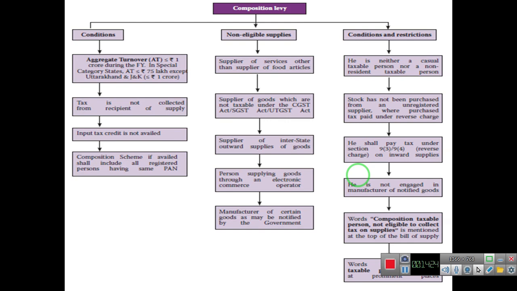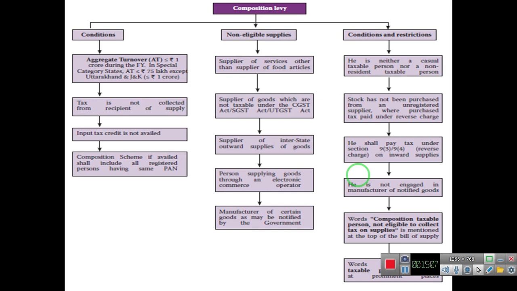Conditions, if we go through this concluding chart: first, aggregate turnover. If the taxpayer's aggregate turnover does not exceed 1.5 crore, or 75 lakhs in case of special category states, he can opt for composition scheme. Tax is not collected from the recipient of supply. Composition dealer will not collect tax from the recipient. Input tax credit can't be availed by the composition dealer, and composition scheme, if availed, shall include all registered persons having the same PAN number.